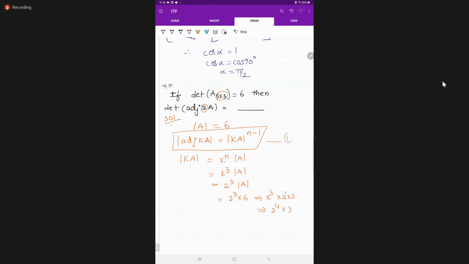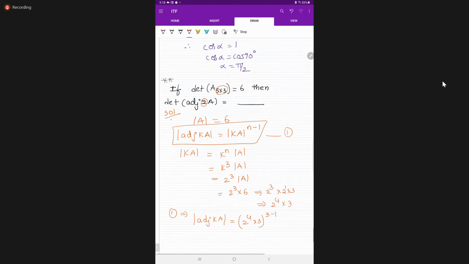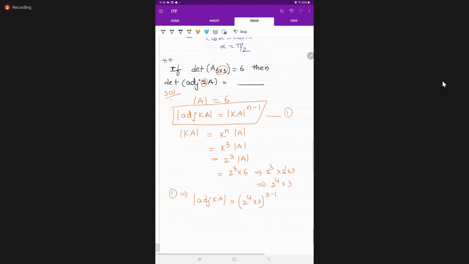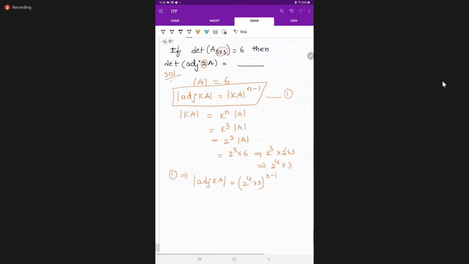Now take this as equation number 1. In equation number 1, det of adj kA is equal to 2 power 4 into 3 to the power of n minus 1, meaning 3 minus 1. That is equal to 2 power 4 into 3 whole square, which is 2 power 4 into 3 square. 4 2s are 8, so 2 power 48. 16 into 9, that is 144. 48 whole square is 2304. This is the answer. Sometimes options are given like this also.